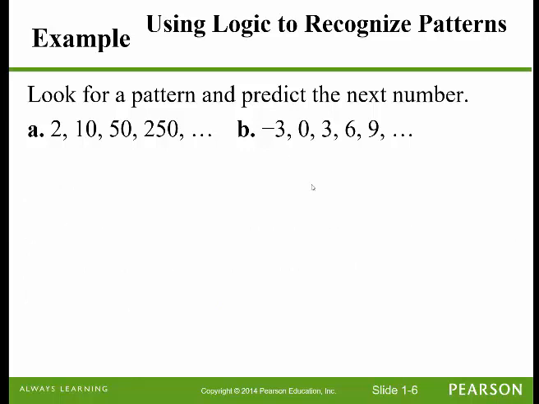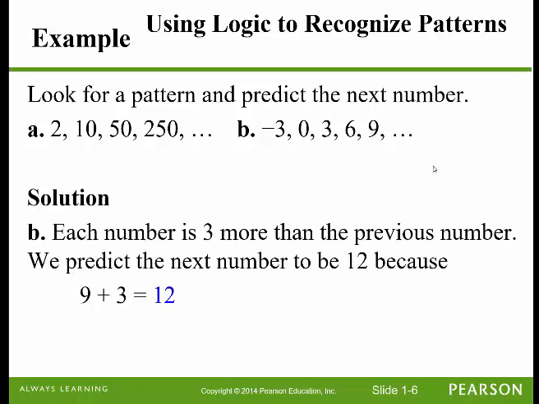All right, let's try this next one. So -3, 0, 3, 6, and 9. If you're thinking, what's the weird pattern here? Well, it looks like -3 to 0 is 3, and 0 to 3 is 3, 3 to 6 is 3, 6 to 9 is 3. So we're adding 3. So each number is 3 more than the previous number. So we predict the next number to be 12, because 9 plus 3 is 12.